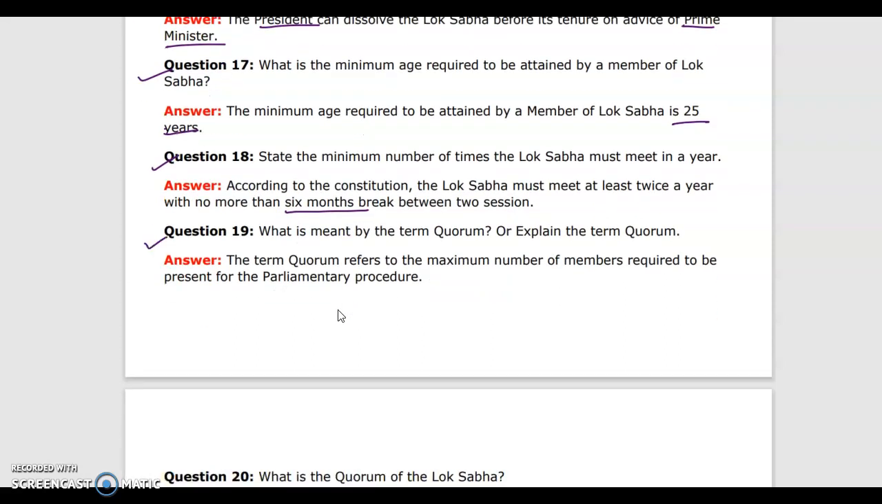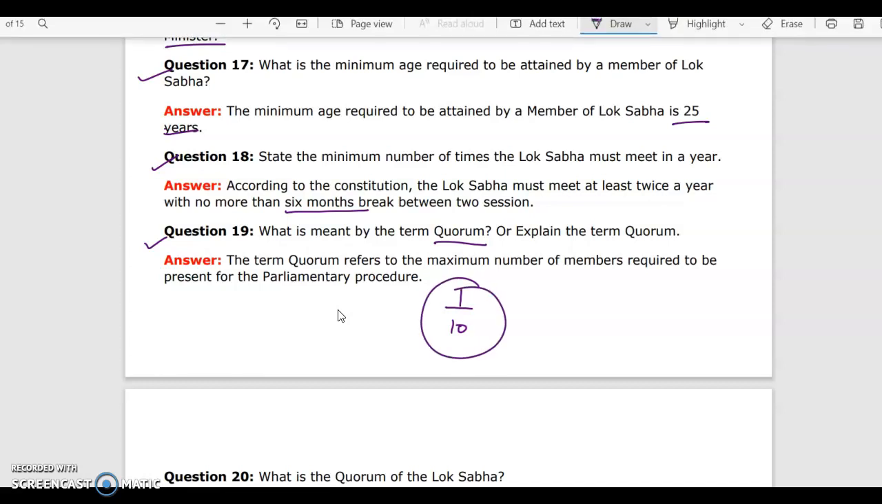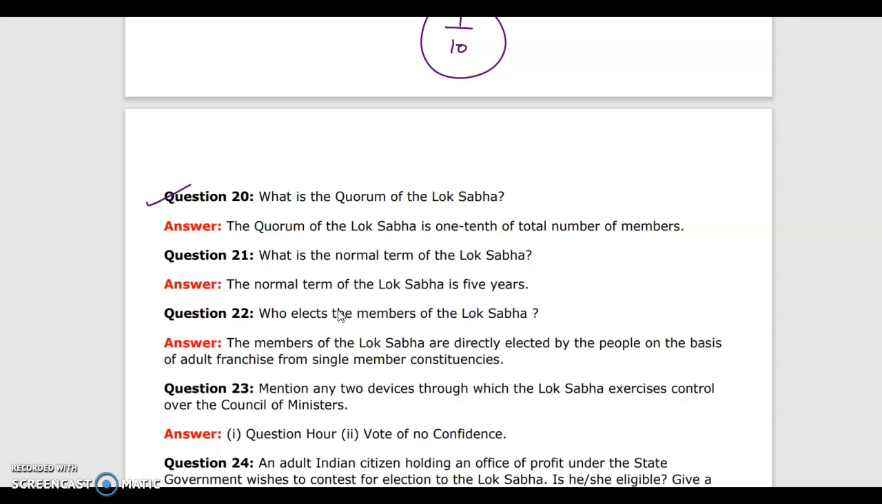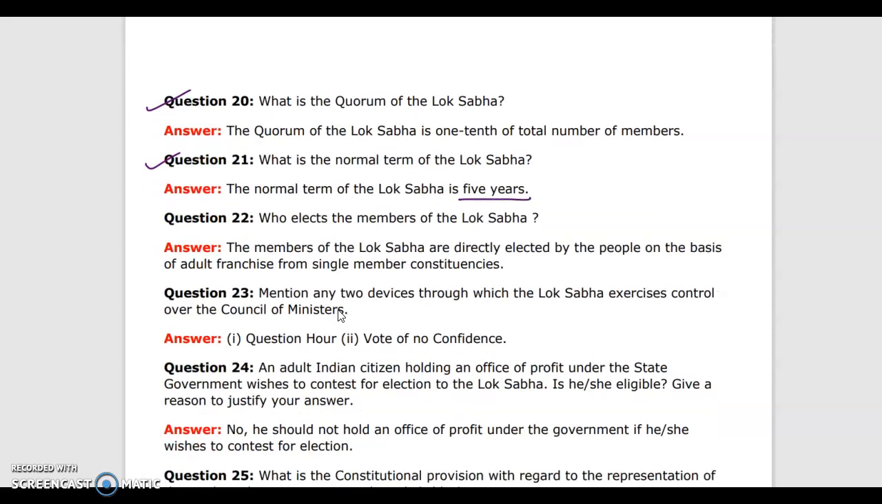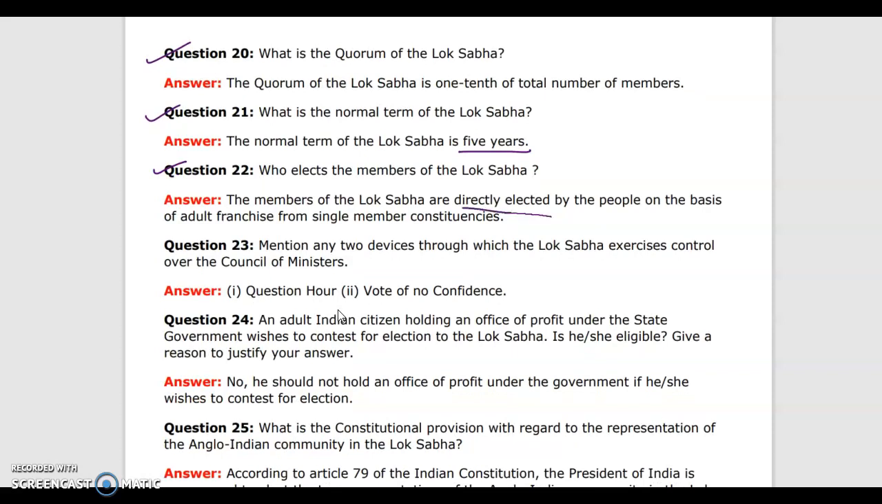Now, what is meant by the term quorum? It refers to the minimum number of members required to be present for the parliamentary procedure. In a parliament, it is 1/10 of the members of parliament. Question number 20, what is the quorum of the Lok Sabha? It is 1/10 of the total number of members. What is the normal term of the Lok Sabha? It is 5 years. Who elects the members of the Lok Sabha? They are directly elected by the people on the basis of adult franchise. You can also refer to the topic of single transferable vote and understand that in depth if you want.